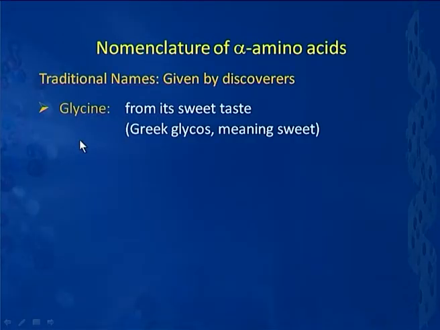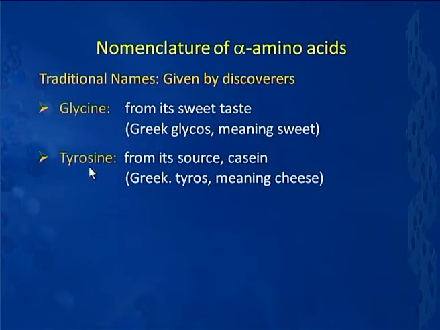Okay. Now, as regards the nomenclature, how do we name them? Traditionally, the names of amino acids have been given by their discoverers, and primarily they base the names on their sources. For example, glycine. Glycine has been so named on the basis of the fact that it happens to be sweet in taste. In Greek, glycos means sweet. So that is how the name was derived.